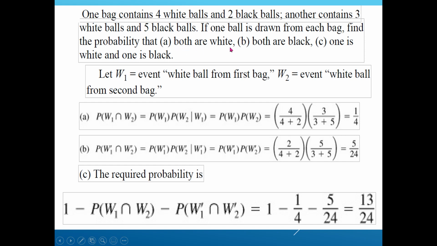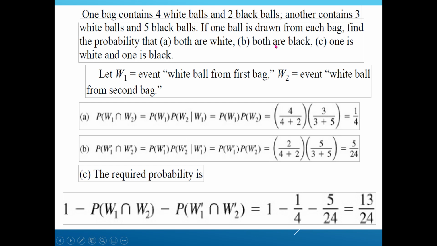If I focus on both are white, it means from bag 1 a white ball is drawn, and from bag 2 a white ball is drawn. In the first bag we have a total of 6 balls and 4 are white, so the probability of white will be 4 by 6. Multiply by the probability that from the second bag we also draw a white ball. In total we have 3 plus 5, that is 8 balls, and 3 of those are white, so the probability of white from the second bag will be 3 by 8. If I multiply these two probabilities, it means that from both bags white balls are drawn.